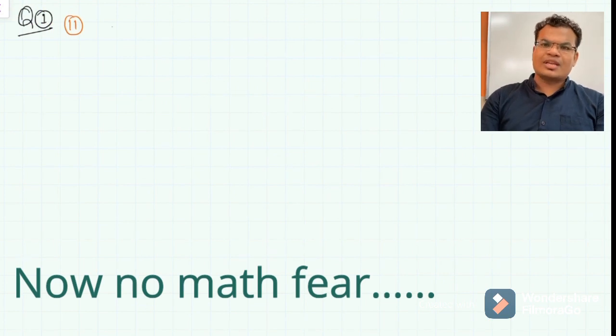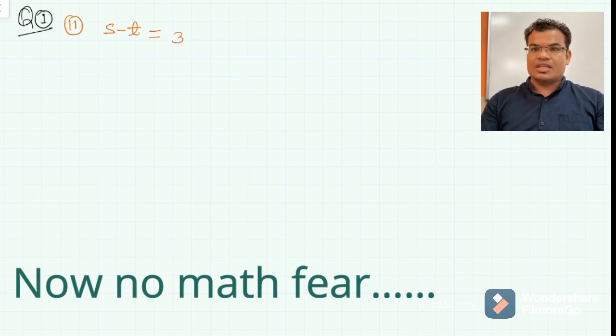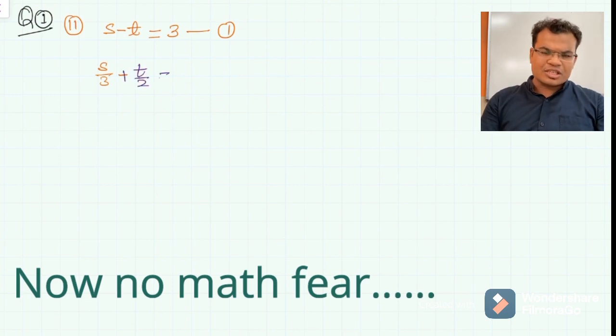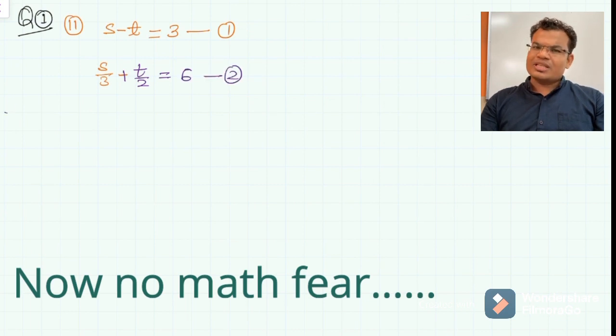Now we are going for the next equation, the second part. We have s minus t equals 3. This is equation number 1 of the second part. Okay, right? So just write it down. s minus t equals 3. And s upon 3 plus t upon 2 equals 6. Sorry, this is plus. So this is the second equation.